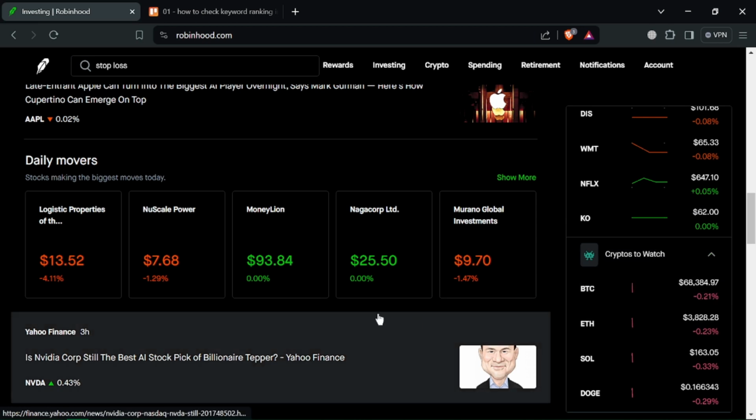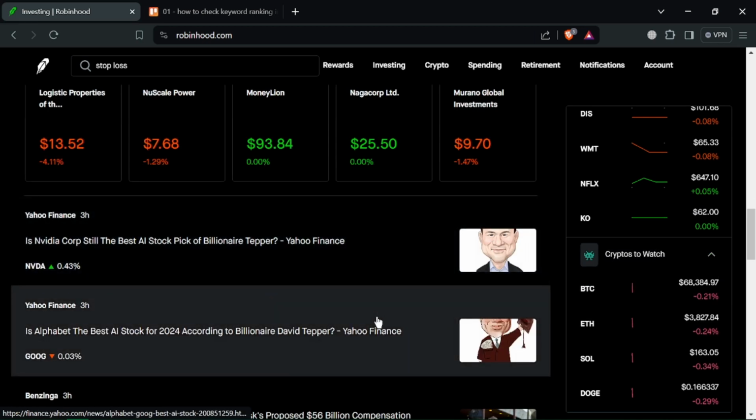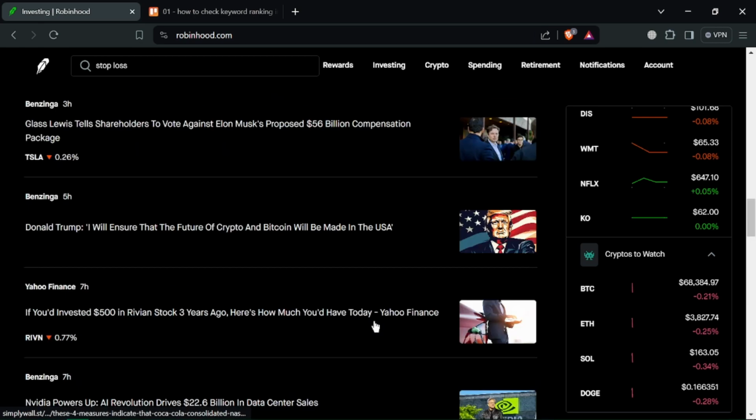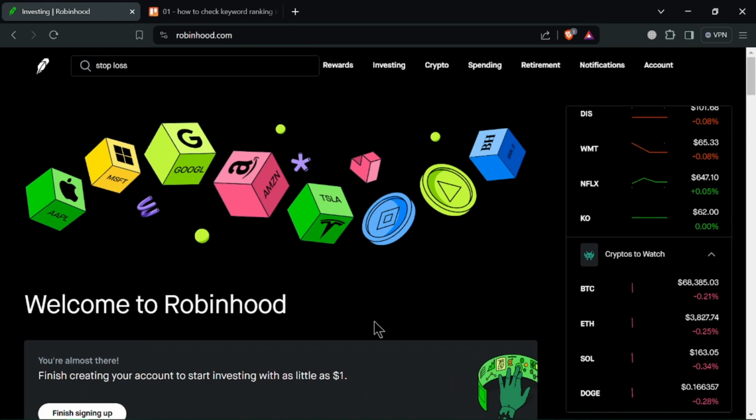Open the Robinhood app and navigate to the stock you want to place a stop loss order on. Look for the trade button and tap it. On the order menu, swipe to stop limit. It might also be under more. This lets you set a stop price and a limit price.